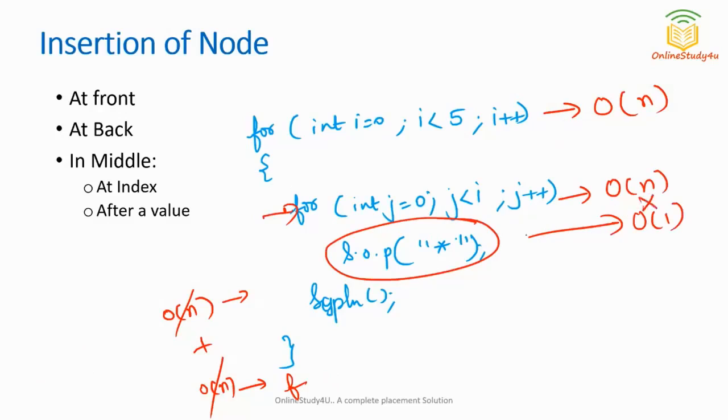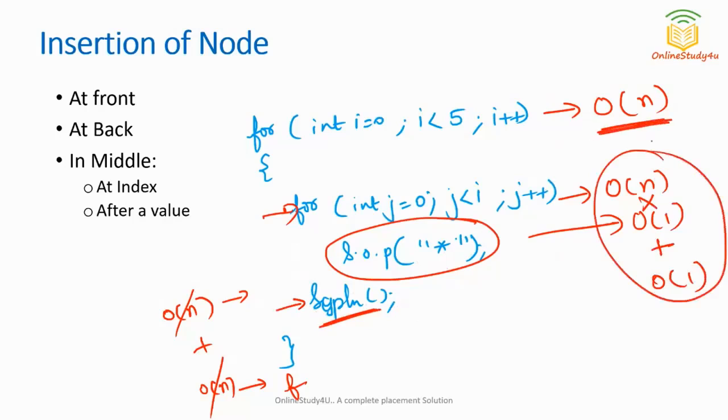So we will multiply them. But this part is what? This is outside of the inner for loop. Just see clearly, this is outside of the inner for loop. So what we will do? We will add order of 1 to it. Now this whole thing is inside the outer for loop, so this whole thing will be multiplied with big O of n.